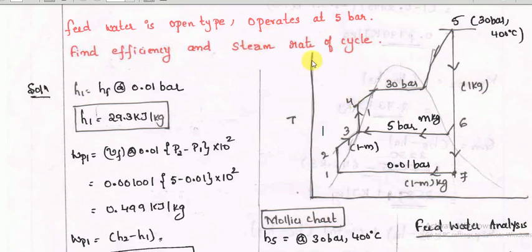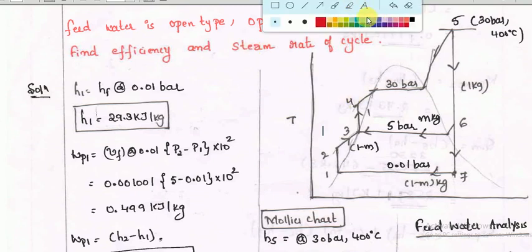Next we need to find the value of H3 and H4. This is the H3 value, and this is the H4 value. We need to find the enthalpy at H3 and the enthalpy at H4. We know that point number 3 lies on the saturated liquid line, so we can find H3 directly from a steam table.